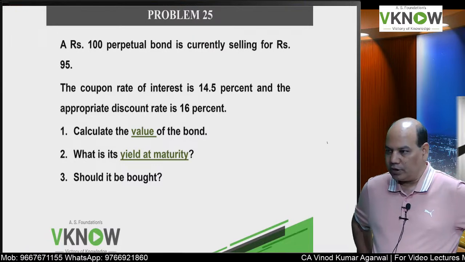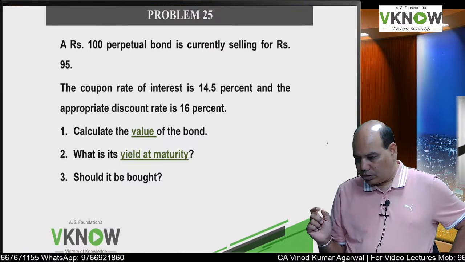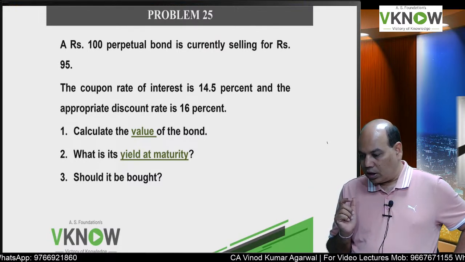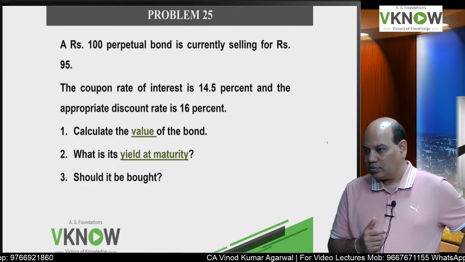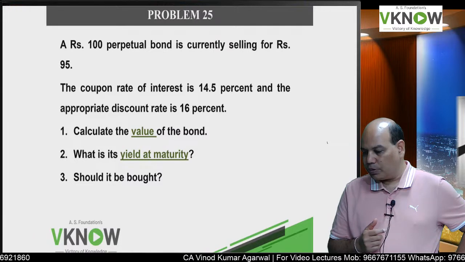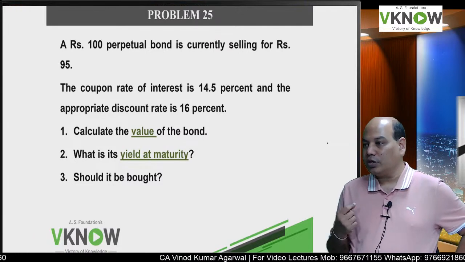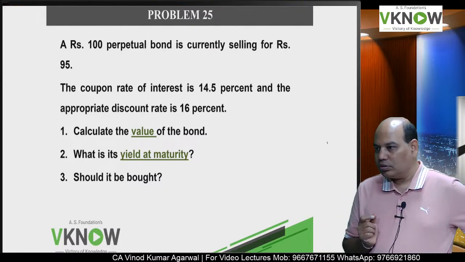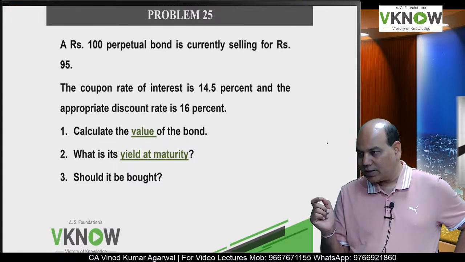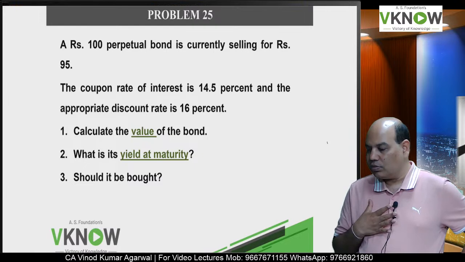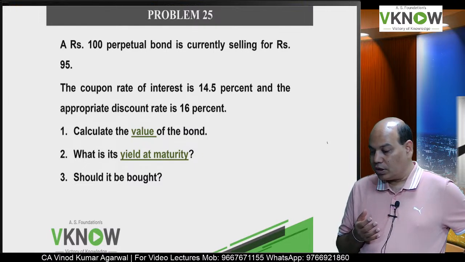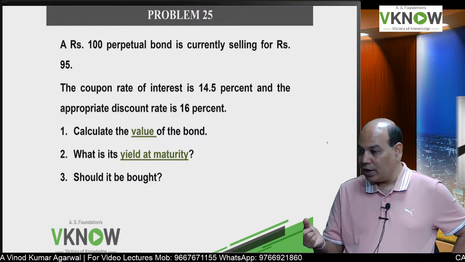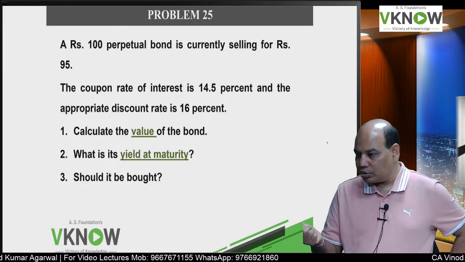Coupon rate is 14.5%, so coupon amount will be 14.5% of 100 rupees. And the appropriate discount rate is 16%, which is the required rate of return. Calculate the value of the bond. When you calculate the value of the bond, you will take 16% discount rate because your required rate of return is 16. Second, what is the YTM? YTM will be based on current market price and coupon.